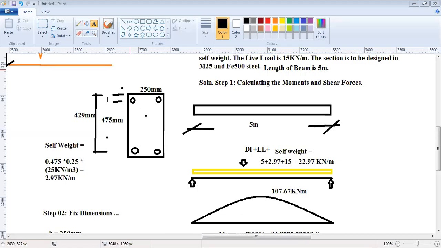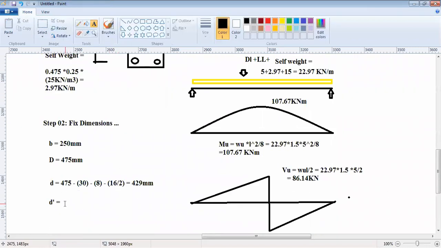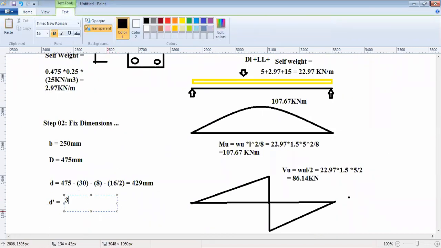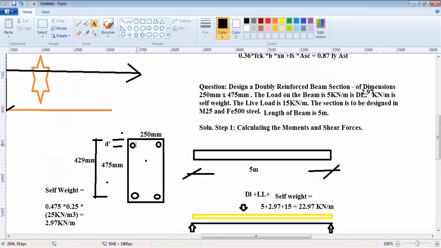So this cover is D dash here. Let it be 30 mm is the effective cover, then you have 8 mm as the stirrup. Then again, let's have 12 mm as the compression bar, its half. So this would be 38 plus 6, that's 44 mm. D dash is from the center of this bar up till this point.